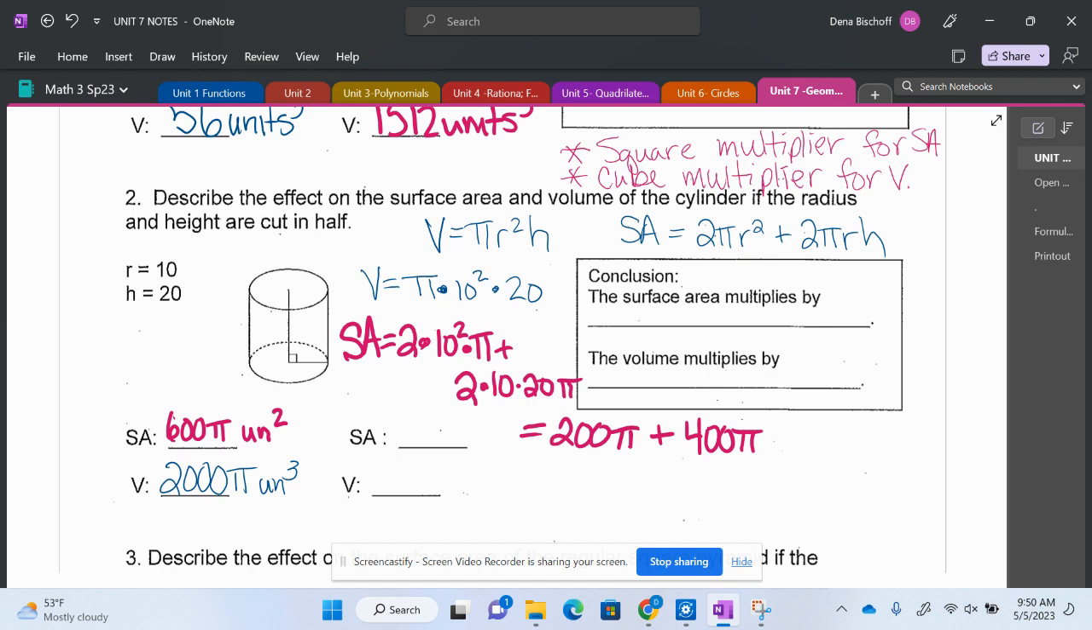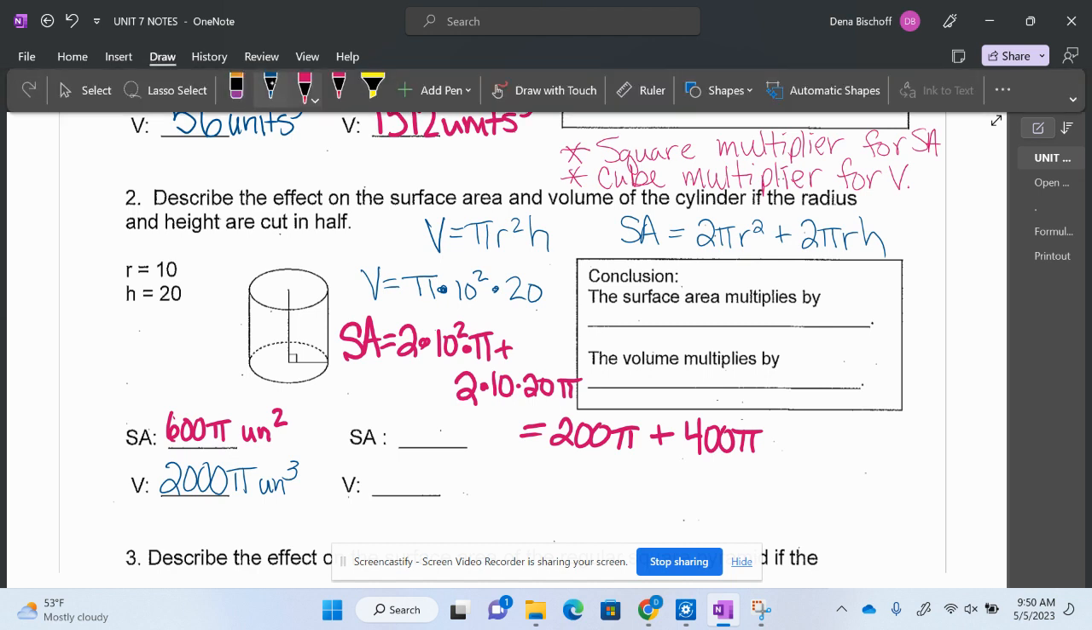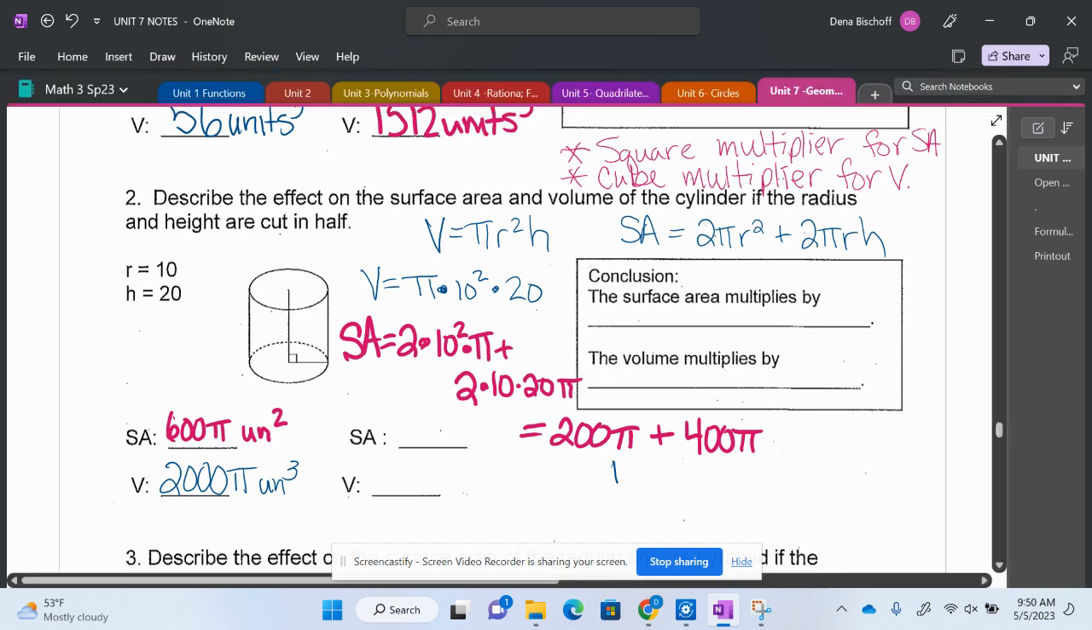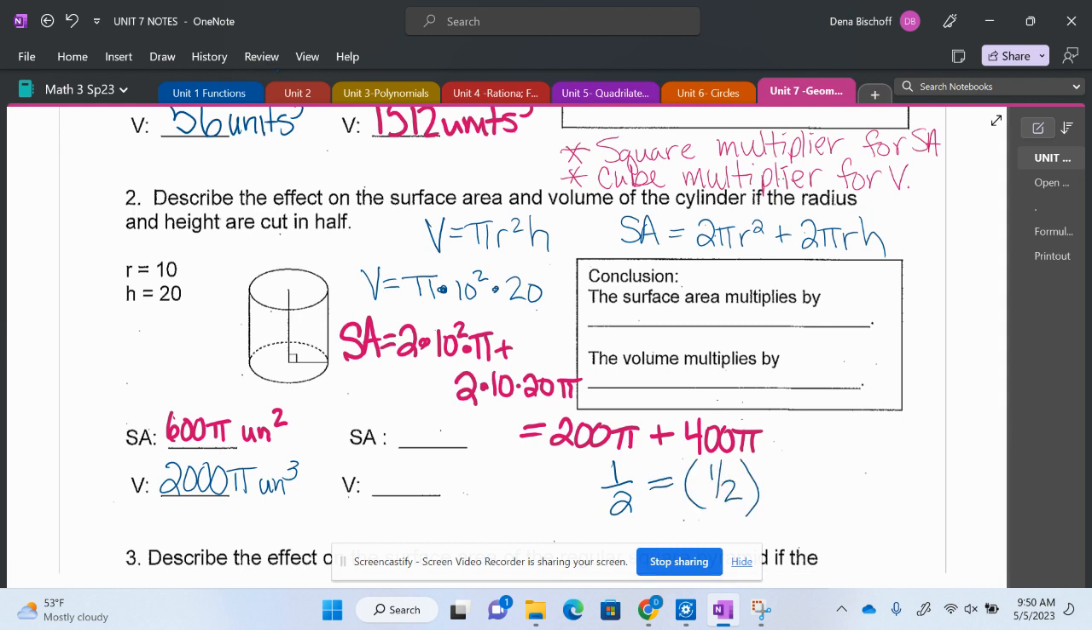So what are we doing to our dimensions? Halving our dimensions. We're cutting it in half. That means for the surface area, we take 1/2 and we square it. So what is 1/2 squared? Yeah, it's 1/4. So 1/4 times your original measurement for surface area. What's 600 divided by 4? Yeah, 150 pi units squared.